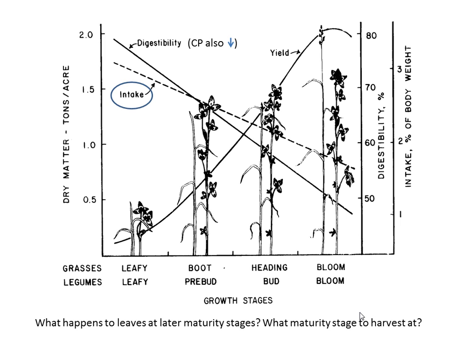If we look at the maturity stages of grasses and legumes as we go from vegetative, young, leafy, regrowing plants up to mature, stemmy, flowering or seed head forming plants, what's happening to dry matter production in terms of tons per acre? Well, obviously, that's going up and up and up. If you think about one cutting of grass or legume hay, you might get something like 2 tons in a single cutting, maybe even more if it's a really productive field.